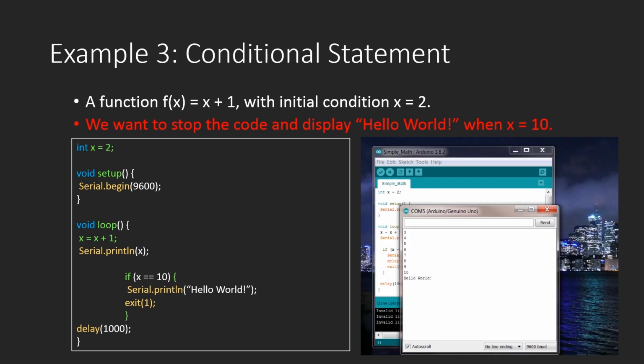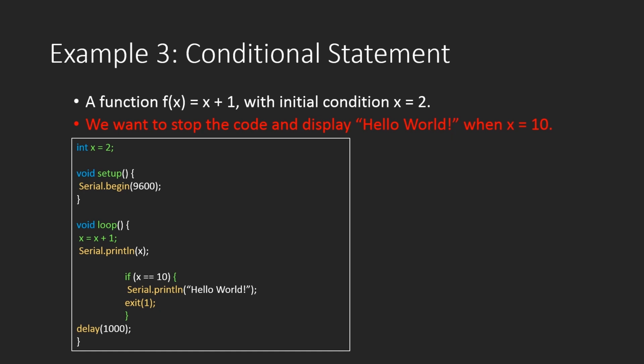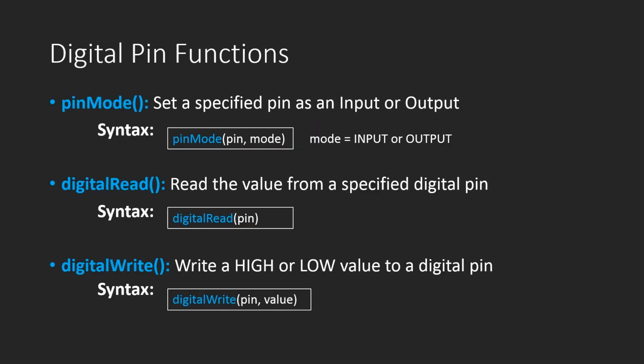So that's a very basic example on how to use a conditional statement. In a real-life application, this can be used as a way to monitor when a process fails and to take corrective actions. So far, we've looked at examples without hardware components, but in order to read or write values to the Arduino pins connected to an external device, we need to use these functions.